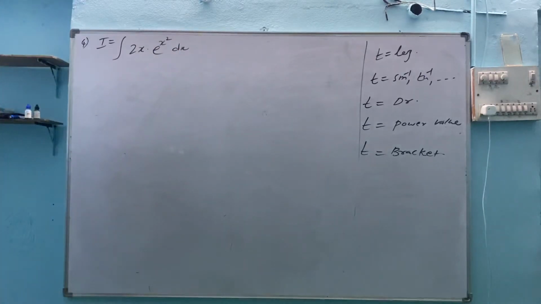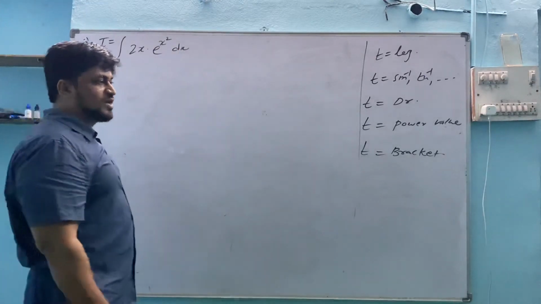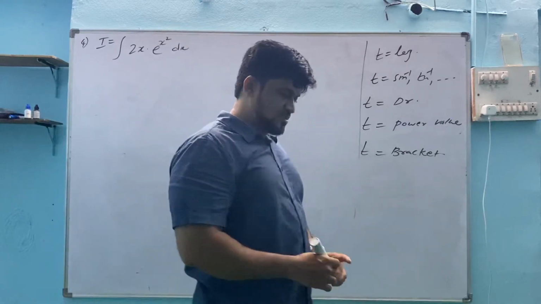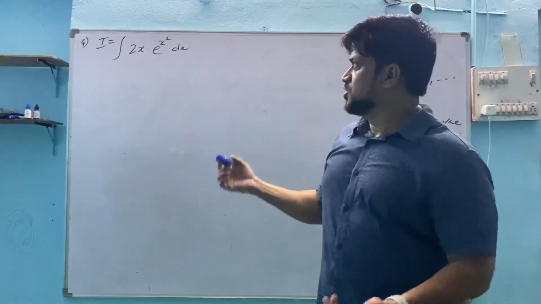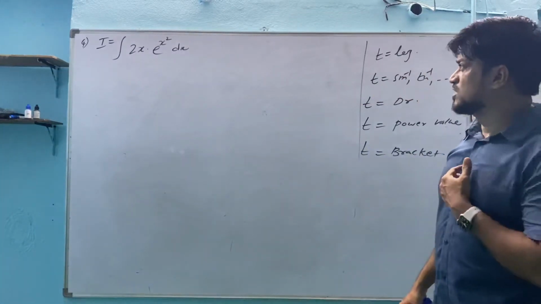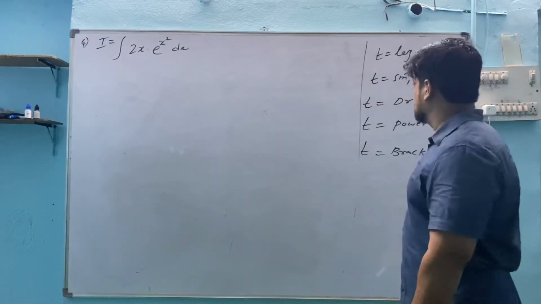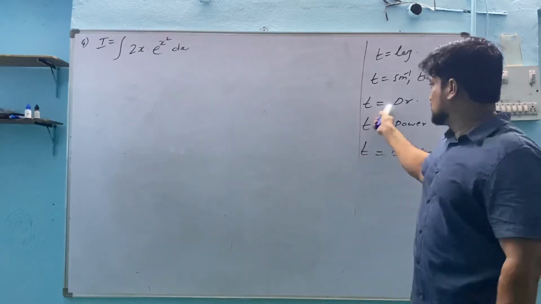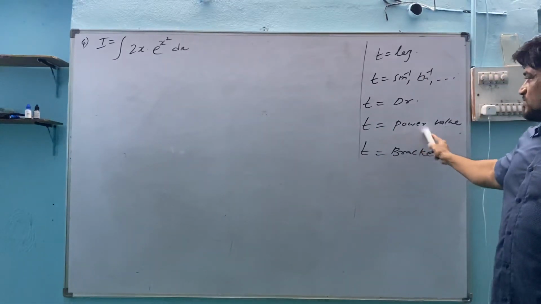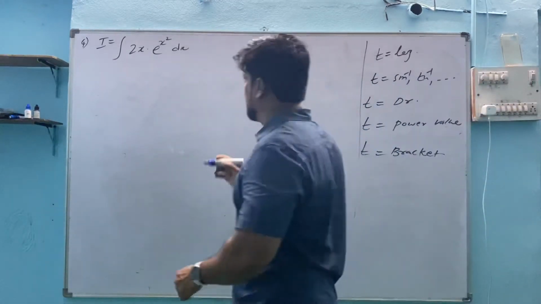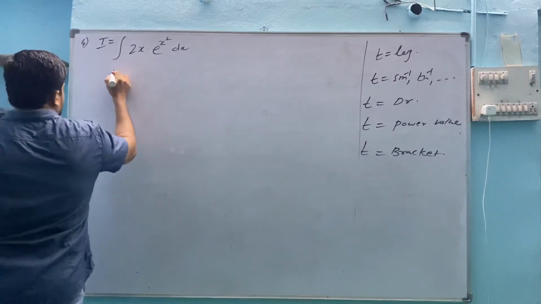This is the question. Multiples are there. Now what is the t value? We have to think: log is not there, we can't take t for log. Inverse values are not there, so we can't take inverse values either. Denominator is not there, so this is also cancelled. Power value: check the power value to be t. The power value, we don't take e.